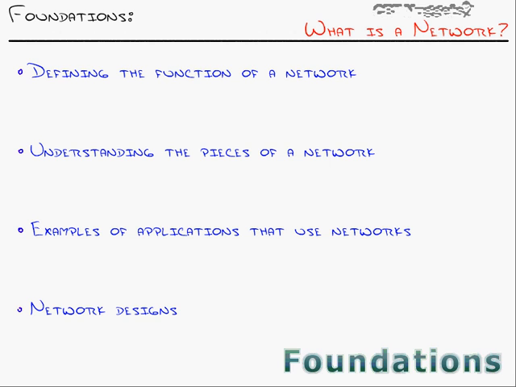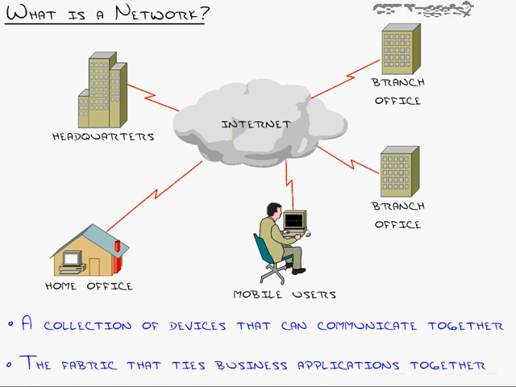Number one, the function of a network. Number two, the pieces that make the network tick. Number three, the applications that use the network. And I would say that's a pretty big one, because that's when you start getting to the return on investment question. Why should I spend $100,000 for this? What will I get back? Finally, we'll look at some network designs of how all these pieces fit together.